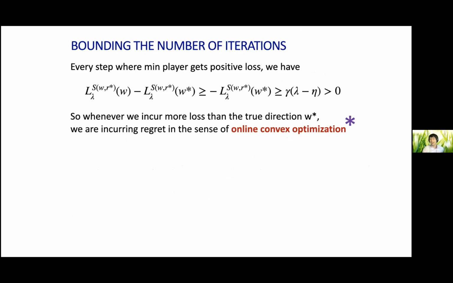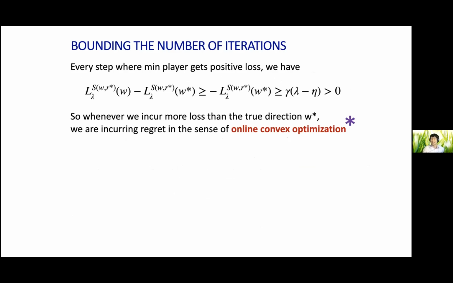Okay, and from here we're pretty much set. So at every step, as the min player, I play a w and it doesn't have a good 0-1 error. Because of lemma 2, the one I just showed you, that means I'll pay a positive loss. And I know that w star would actually have experienced a negative loss. So overall, I'm going to experience a significant loss in the leaky ReLU loss compared to w star.